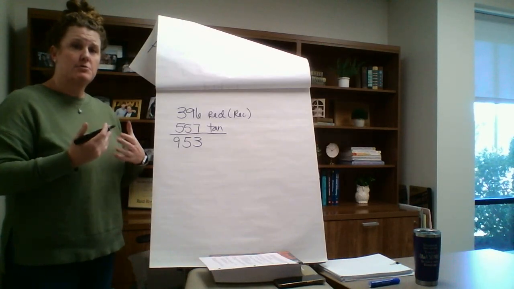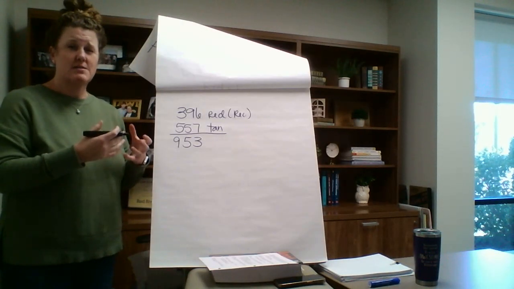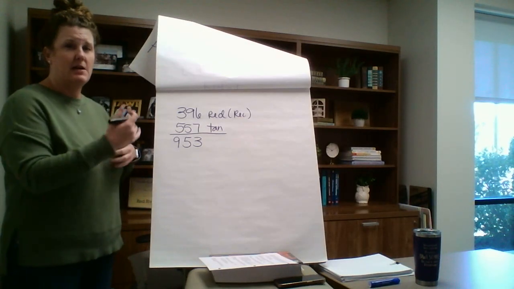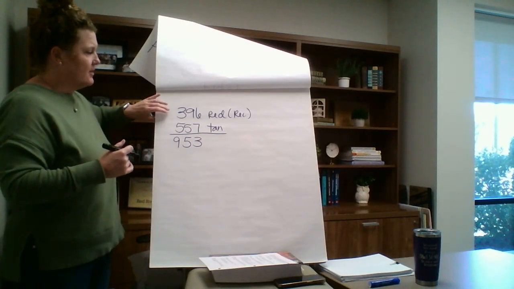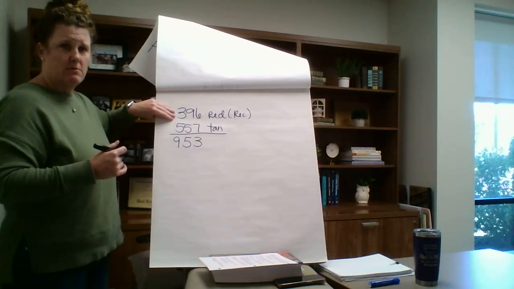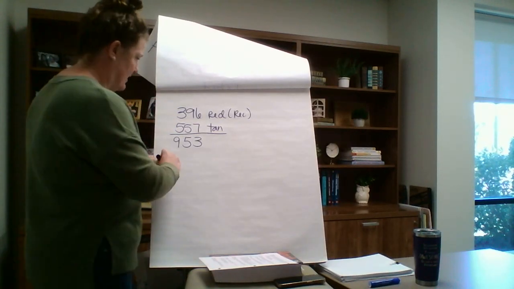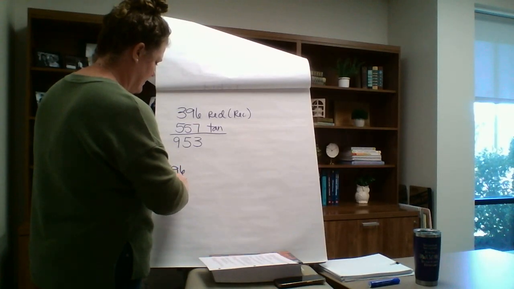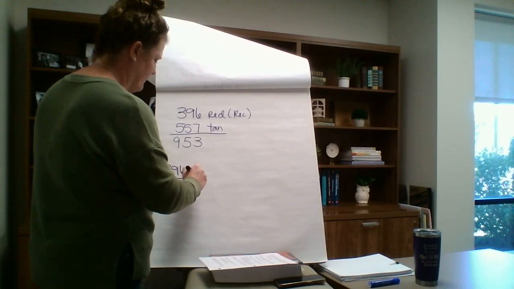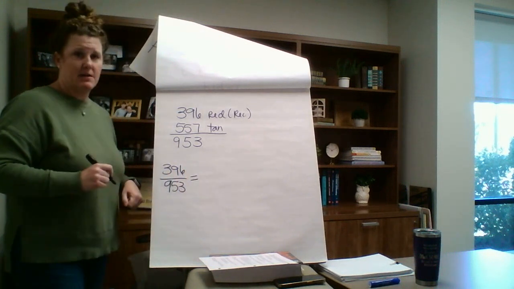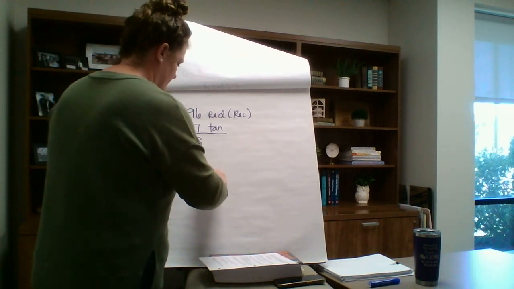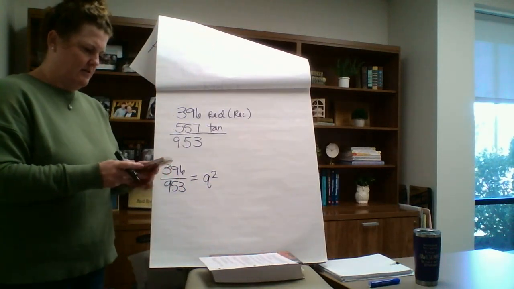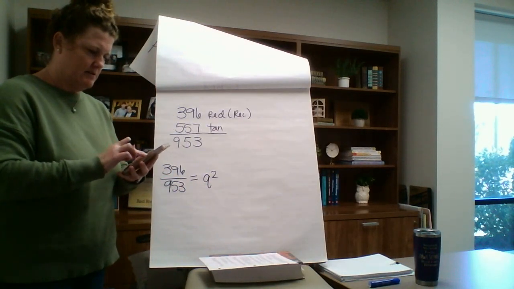So to get my q squared, I have to know what is the percentage of recessive, or what is the frequency of recessive out of that population. So they told us that red was recessive. So I need to take 396, divide it by 953, and that is going to give me my q squared. All right, can't do that math in my head, so I'm going to take a second.